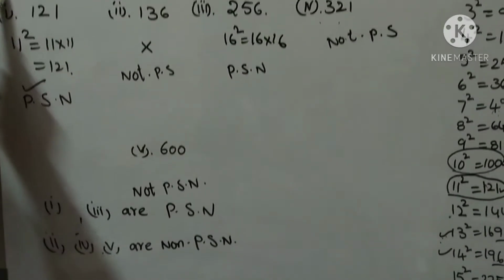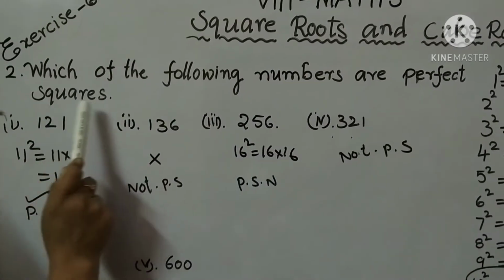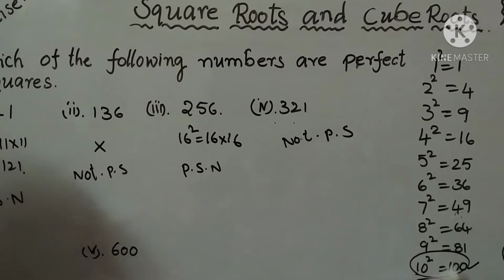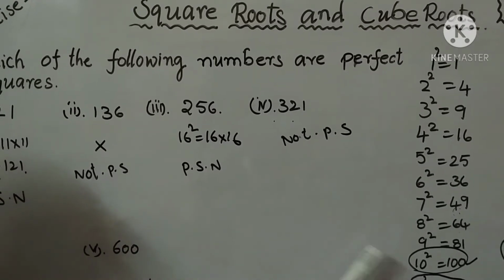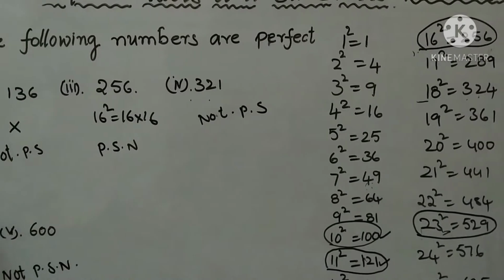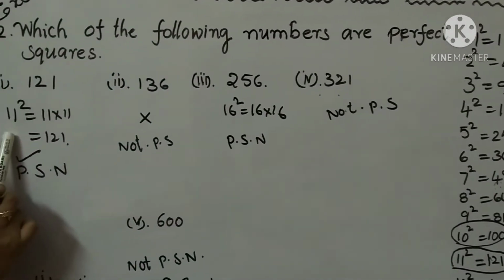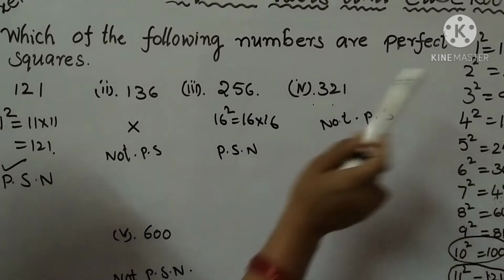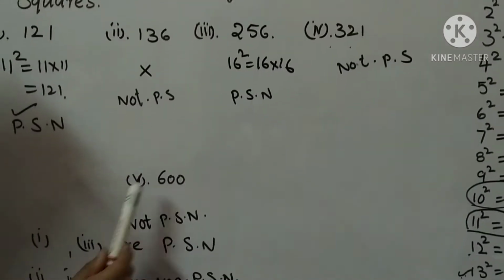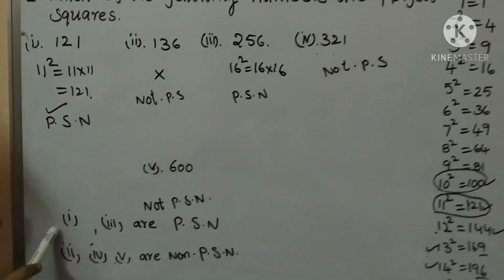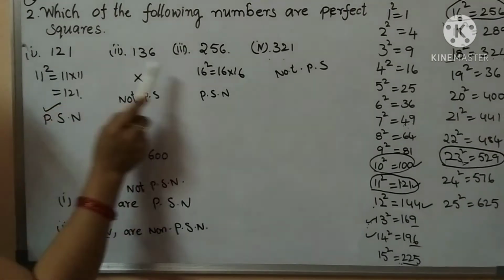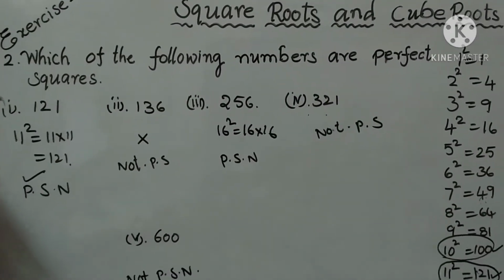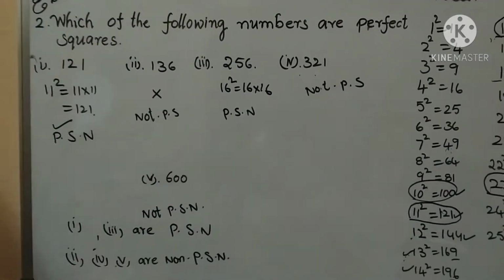It is the second Roman: which of the following numbers are perfect squares? First, write the square numbers up to 25 square on the right side in your classwork. 121 is 11 square. 136 is not there. 256 is yes, 16 square. 321 is not there. 600 is not there. So the first and the third problems are perfect square numbers. The second, fourth, and fifth are non-perfect square numbers. Okay children?